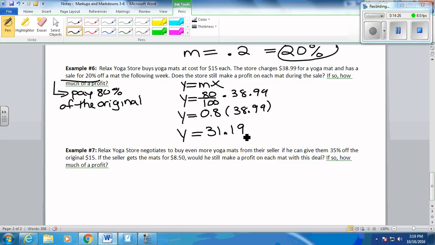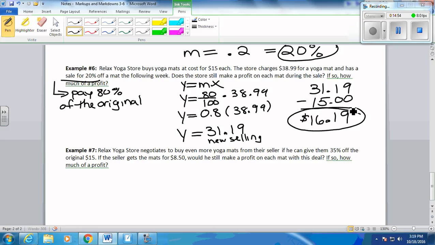So that's how much the yoga store would now sell the yoga mats for. This is the new selling price. And the question's asking, will they actually still make a profit? Well, if they can sell the mat for $31.19, subtract their original cost that they had to put in, it gets $16.19, which means they would still make a profit of $16.19. They've already paid the $15, so we have to subtract that off.